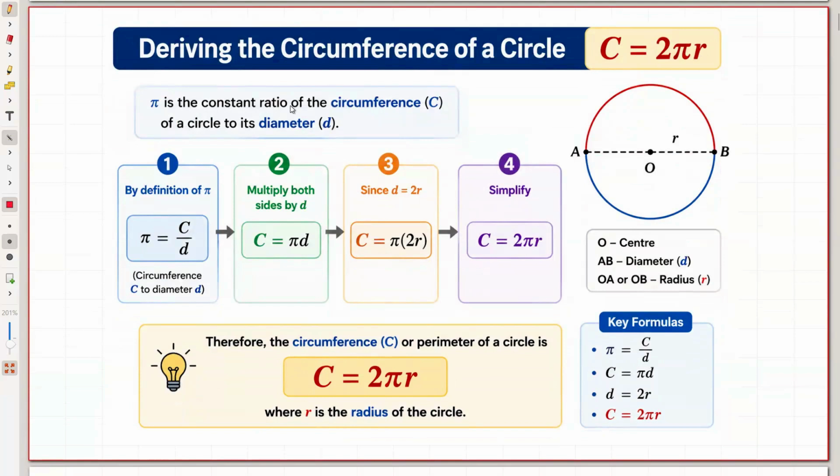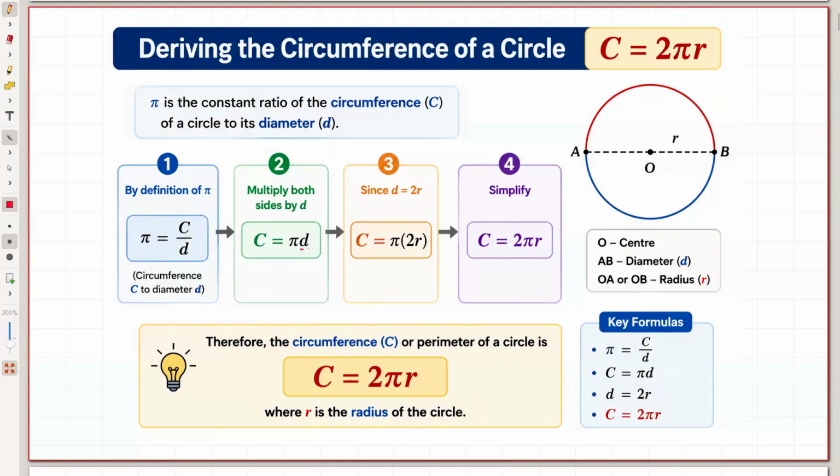Pi is the constant ratio of the circumference of the circle to its diameter. Circumference by diameter gives the pi value, 22 by 7 or 3.14. If we multiply d on both sides, the d on this side gets cancelled, and we get pi d is equal to c. Just take this d to this side, so pi d is equal to c.